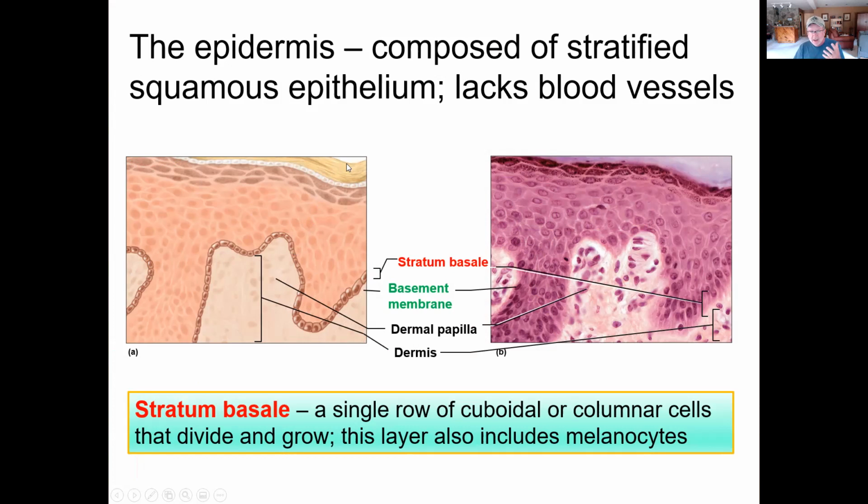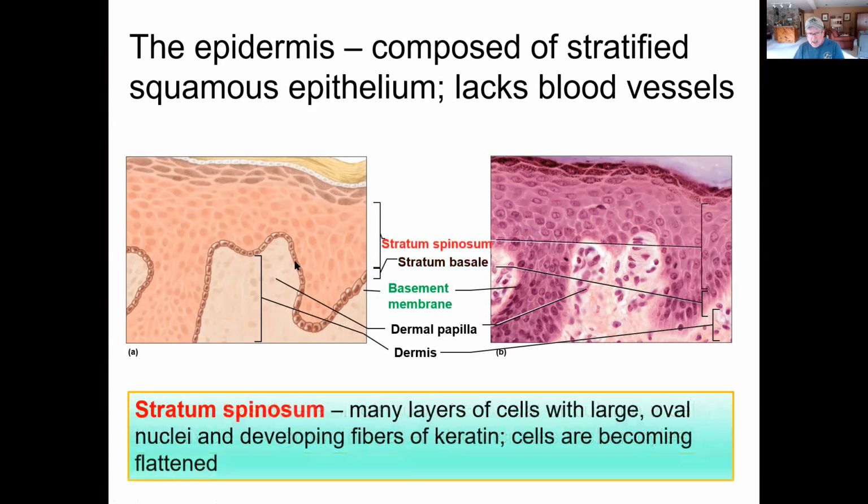You lose thousands and thousands of skin cells every day, and those you're losing here are at the very, very top of the epidermis, but they have as their origin this layer, the stratum basale layer, the deepest layer of the epidermis. That's where they were born, if you will. Superficial to the stratum basale layer is the thickest layer of the epidermis called the stratum spinosum.